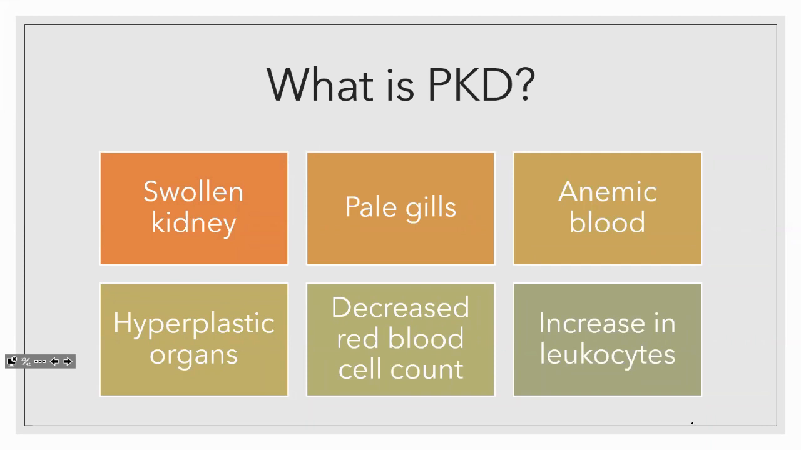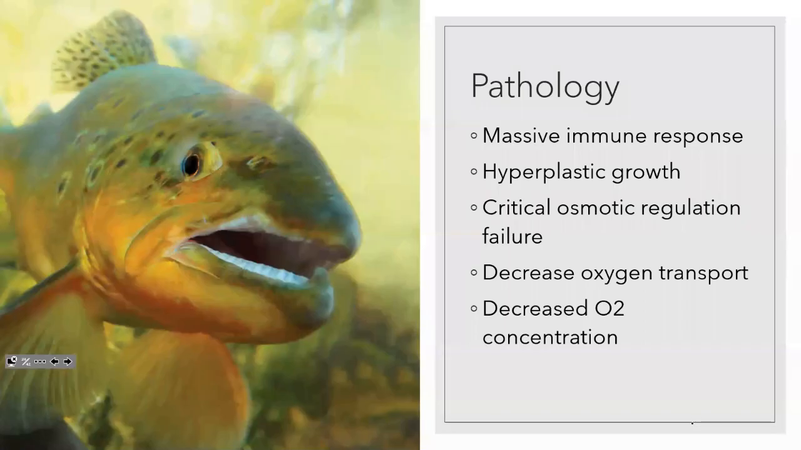I'm sure many of you are familiar with the fact that many of these trout need cold water to live. This is one of the other reasons, and there can be interaction between warmer waters, as we'll talk about in a second, and anemic blood and decreased red blood cell count. It's a whole slew of issues. It's not just a one-faceted disease process. So let's talk about the pathology within the fish.